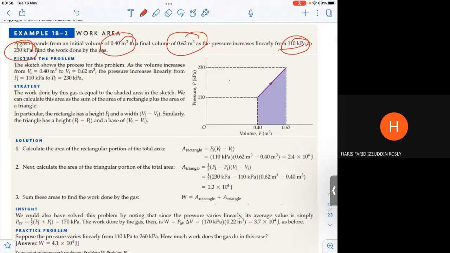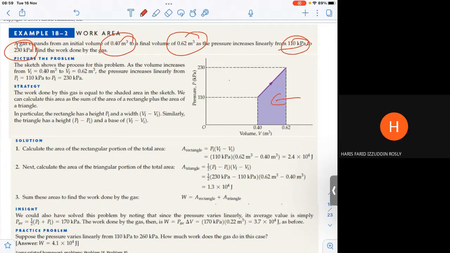You can see here the pressure is increasing, but it increases in a constant form. That means it doesn't increase exponentially, right? The pressure is increased linearly, that means it is constant. It doesn't fluctuate, it doesn't go up and down again and again. So we can obtain a sum of volume initial and volume final. So this is the area that you need to calculate.